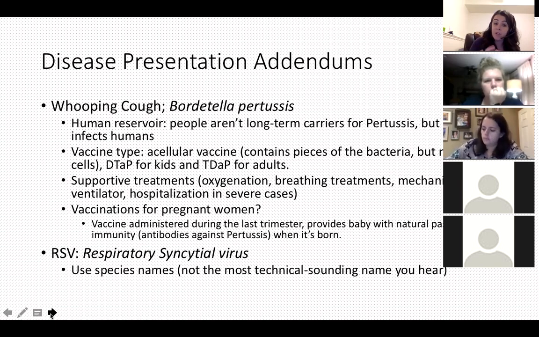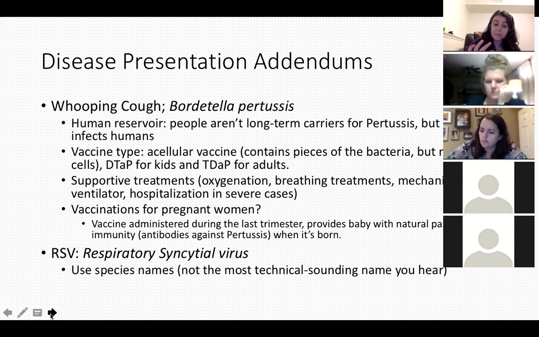So the group did a really great job of explaining vaccine types. I just wanted to highlight that because it might be something that is new to you. Pertussis is what is called an acellular vaccine. That means it contains pieces of the bacteria but not whole cells. Sometimes you have, like I said, an attenuated live vaccine, which the microbe can infect to a certain extent, but not enough to cause illness. Sometimes you take the whole microbe and you kill it and you inject that whole thing. This is just containing pieces of that. So kids get DTaP and adults get Tdap.